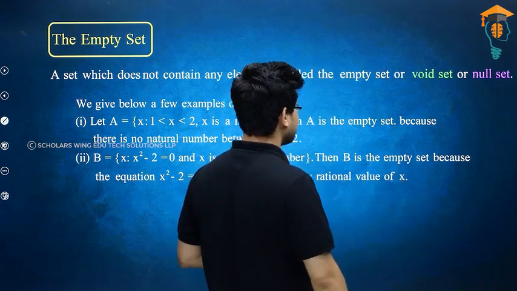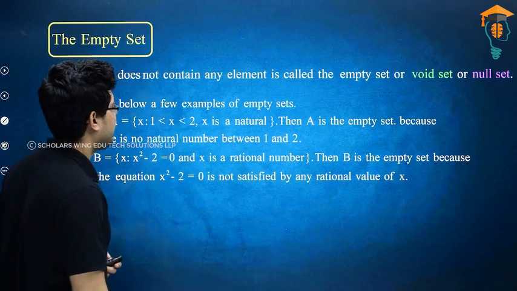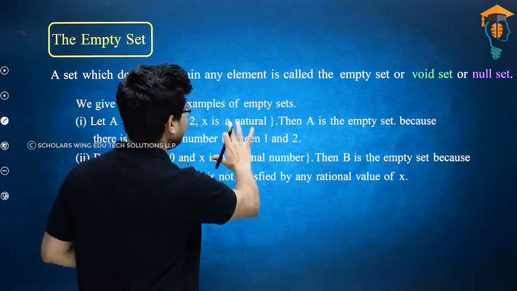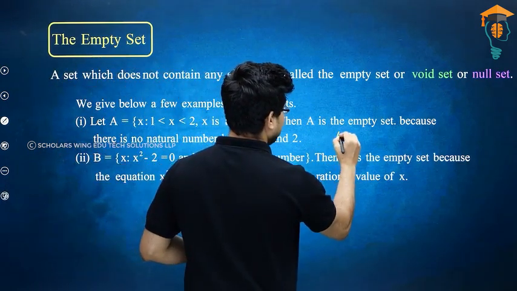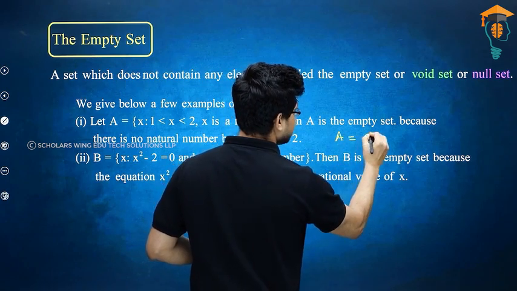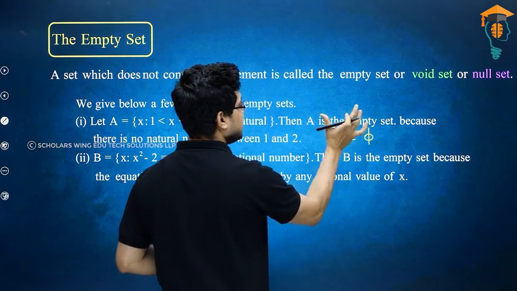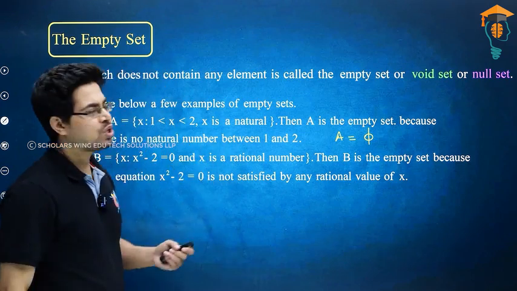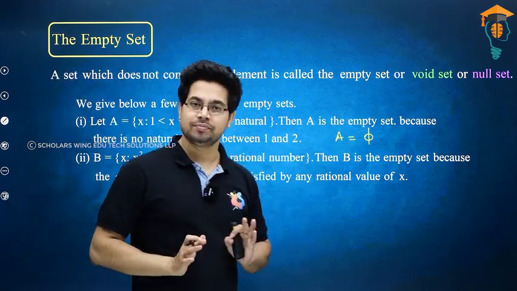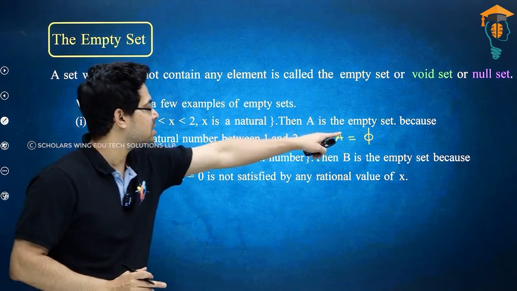You can write it in this manner. Over here we have this set A. So set A is an empty set. You can write this way, that it is a null set or empty set, or also called a void set. Fine. This is how you can represent the null set.